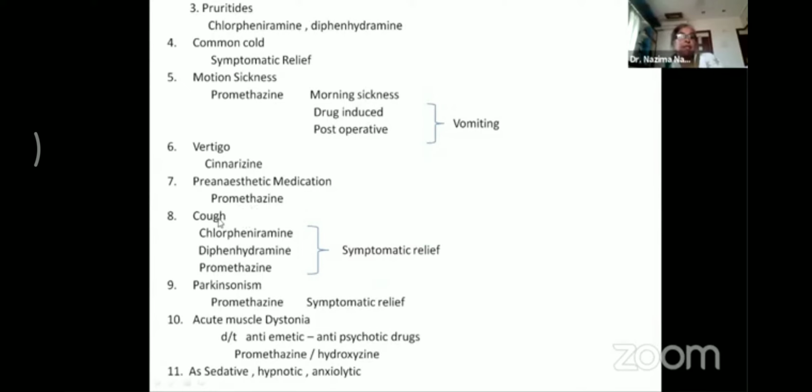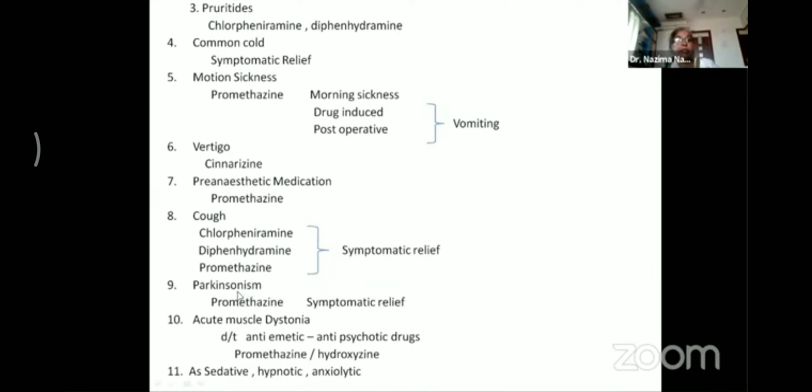Cough is again one of the uses. It is used as an antitussive drug. It gives symptomatic relief. It is included as one of the ingredients in the various cough preparations which are available in the market, either chlorpheniramine or diphenhydramine or promethazine. So any of these ingredients may be included in the various cough preparations which are available in the market.